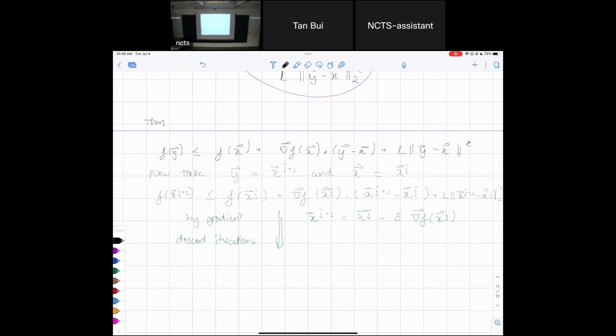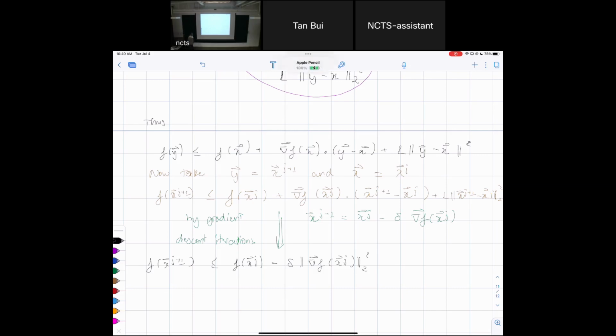So the first term we immediately have is that f of x_{j+1} is less than or equal to f of x_j minus delta times the norm of the gradient of f of x_j squared. A vector dotted with itself is the norm squared. So we're done with that.